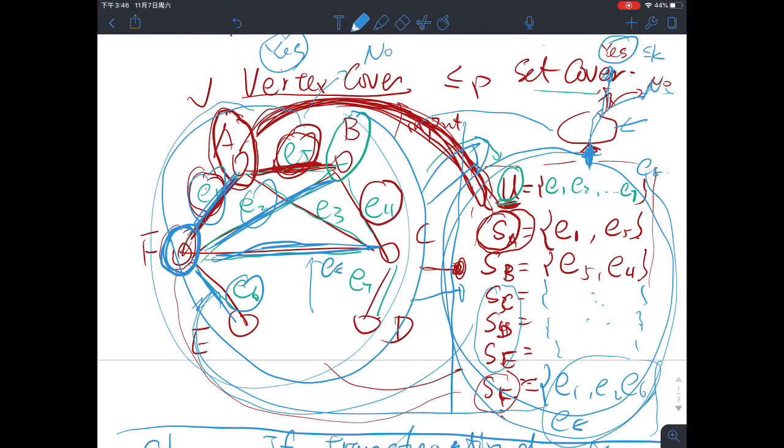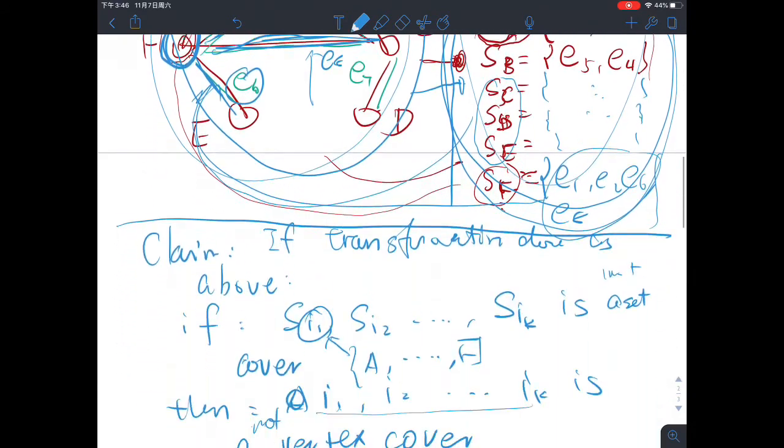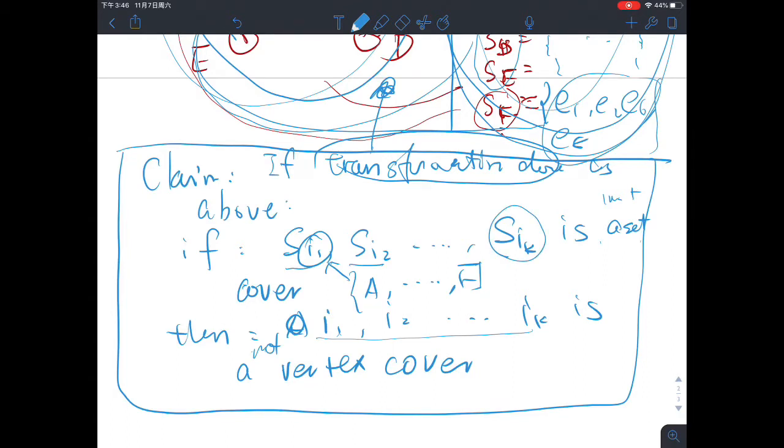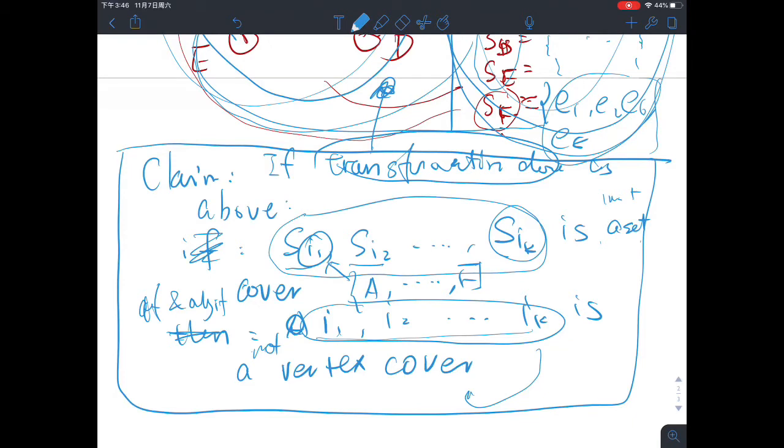So by using this kind of logic, after I do the transformation, I split it into set cover, and the output is what we really want, right? In order to prove that, now we need this claim. After this transformation, Si1, Si2 up to Sik is a set cover if and only if the corresponding set of vertices is a vertex cover, right? This is really what we need, to establish the equivalence between the vertex cover instance and the set cover instance.